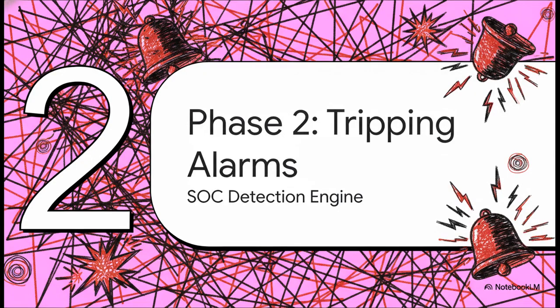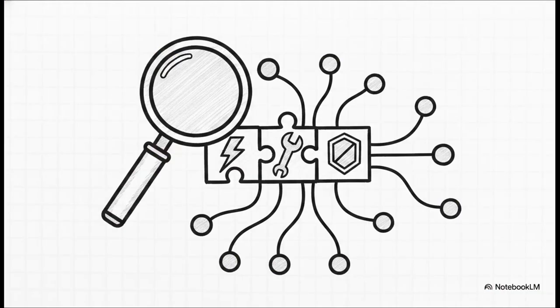And that brings us to phase 2, tripping alarms. At this point, the attacker's quiet infiltration has officially failed. By trying to execute that unauthorized tool, they've stumbled straight through the system's metaphorical laser grid, and the alarms are absolutely blaring. Inside the SOC detection engine, stream processing logic is churning in real time.